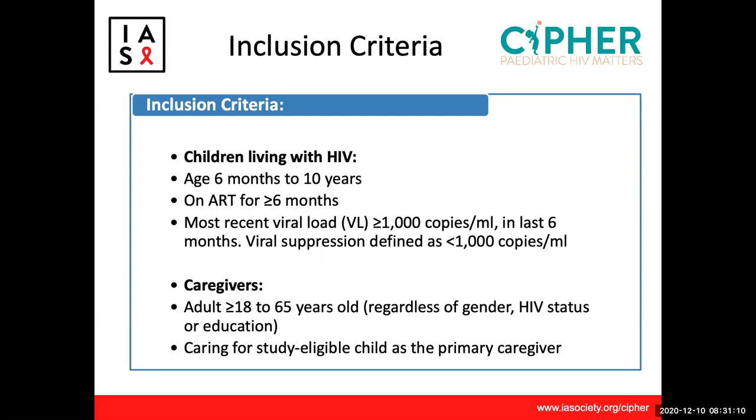The caregivers should be adults, 18 to 65 years, regardless of their gender, HIV status or education, and they should be caring for the child as their primary caregiver. Next slide, please.